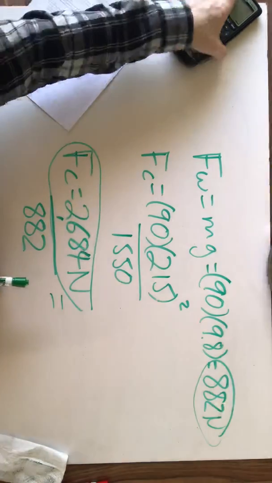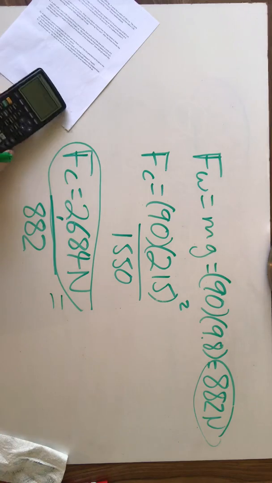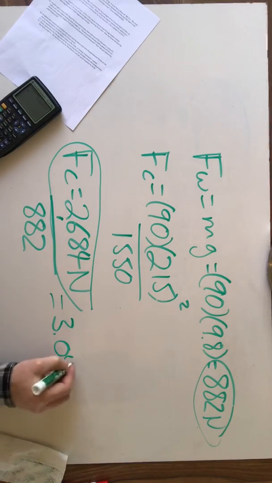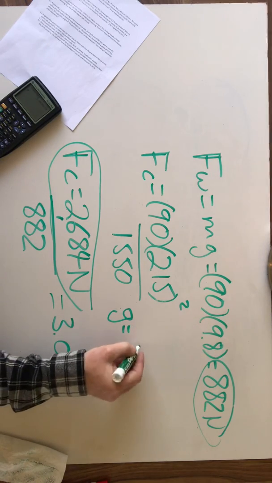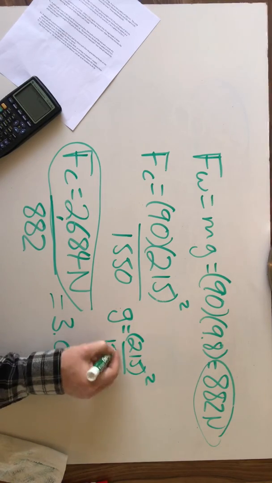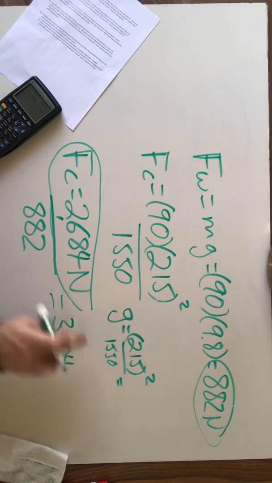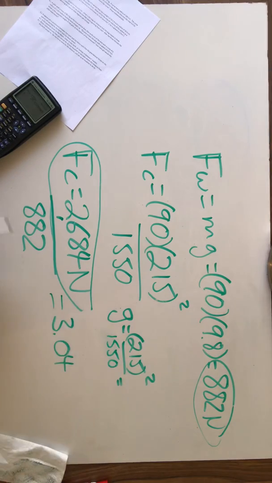All right, that was pretty quick. So 2684 divided by 882 is a little more than 3 times what they would normally feel. So 3 G's. If you were to figure that out just by using the acceleration, this would be 215 times 215 divided by 1550. And I come out with 29.8.